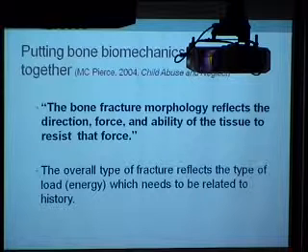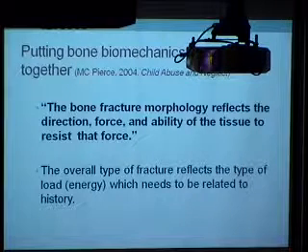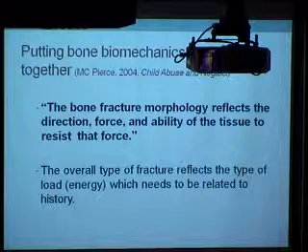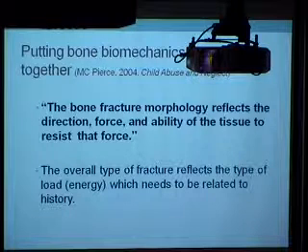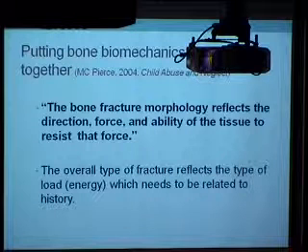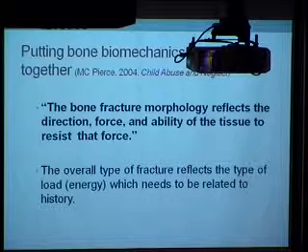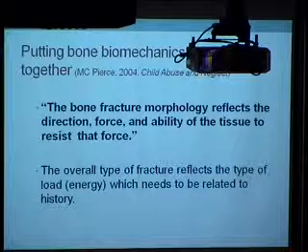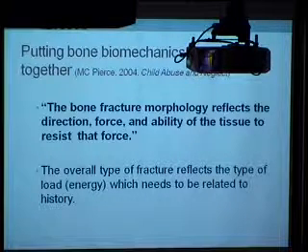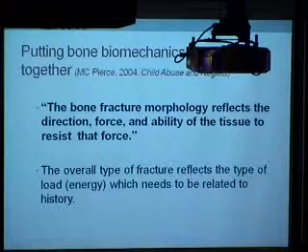Other people, Dr. Pierce again, say the bone fracture morphology reflects the direction, force, and ability of the tissue to resist that force. And the overall type of fracture reflects the type of load or energy which was needed, which needs to be related to the history. So again, it's sort of trying to understand the mechanics of the injury and tying the radiologic studies together with your history and what you know about your patient.